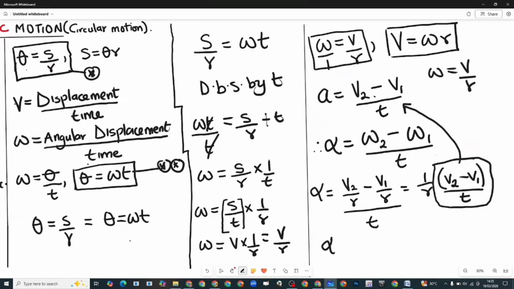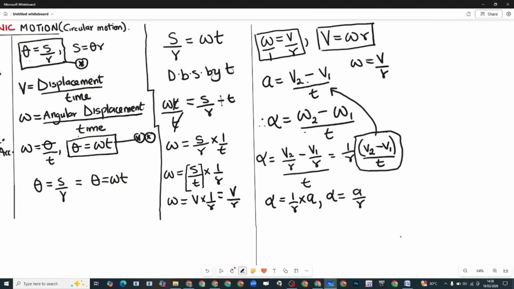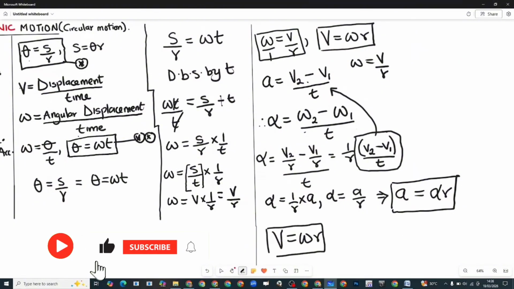Therefore my angular acceleration is going to be 1 over r times a. Angular acceleration alpha becomes a over r, such that if I cross multiply, my a is going to be alpha r. This is the second equation. So it's very easy. We've successfully proved that v is equal to omega r for the first equation, and a is equal to alpha r for the second equation.